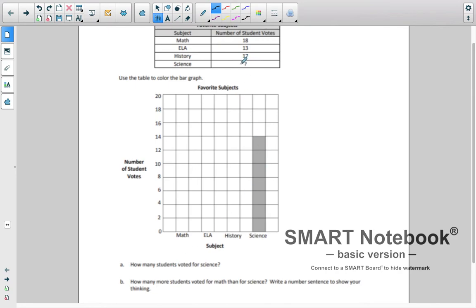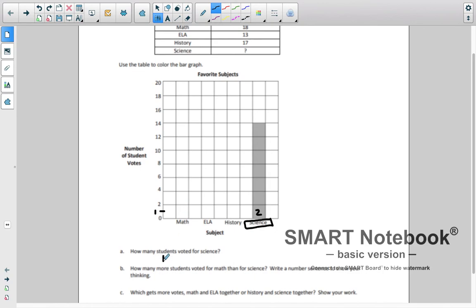Well, we can't look at this table because there's a question mark, but what we can do is look at the table here. Right over here it says science. Now, remember, one box equals 2. We can check right here. This would be 0, 1, 2. So each box equals 2. So we got to count by 2s until we get to the 14. So 2, 4, 6, 8, 10, 12, 14. We could either count by 2s or we could have looked across at the table and saw that science stopped at 14. So 14 students voted for science.